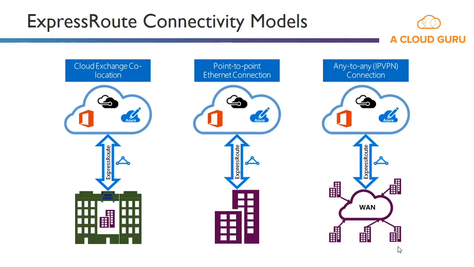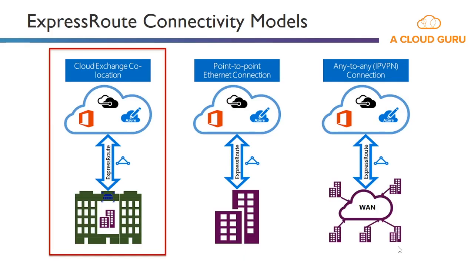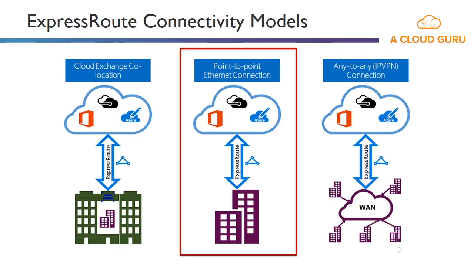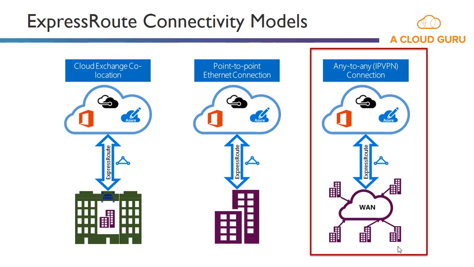Now, in addition, you've got some connectivity models that you need to choose between. There's 3 major ones available. One, very common now, is a lot of people have started to use these cloud exchanges in a colo location. That could be like an Equinix facility as an example, and they will provide the cloud exchange for you and connect you into Microsoft Azure. We could do a dedicated point-to-point Ethernet connection that could be set up with our partner, and they would help facilitate that. Or we could do something like an any-to-any IP VPN connection over an MPLS WAN type scenario.